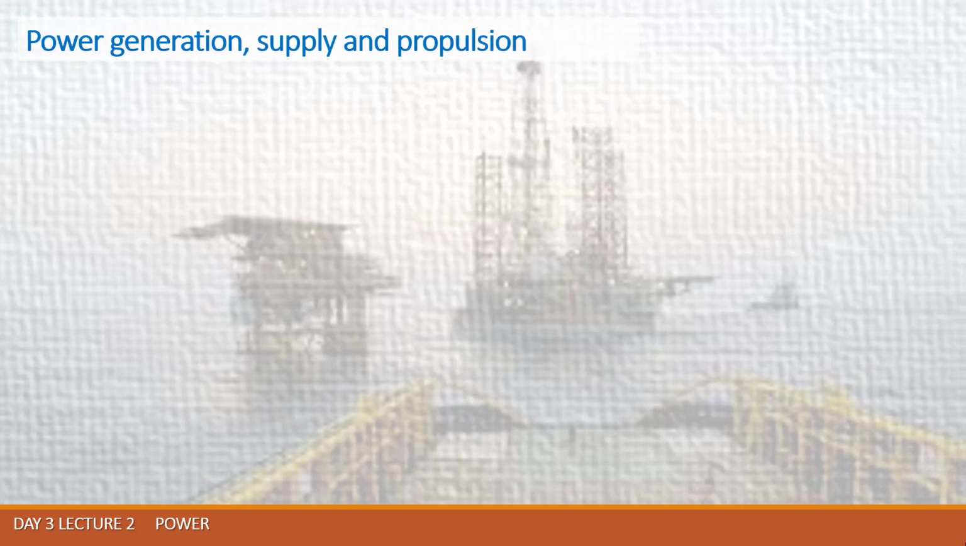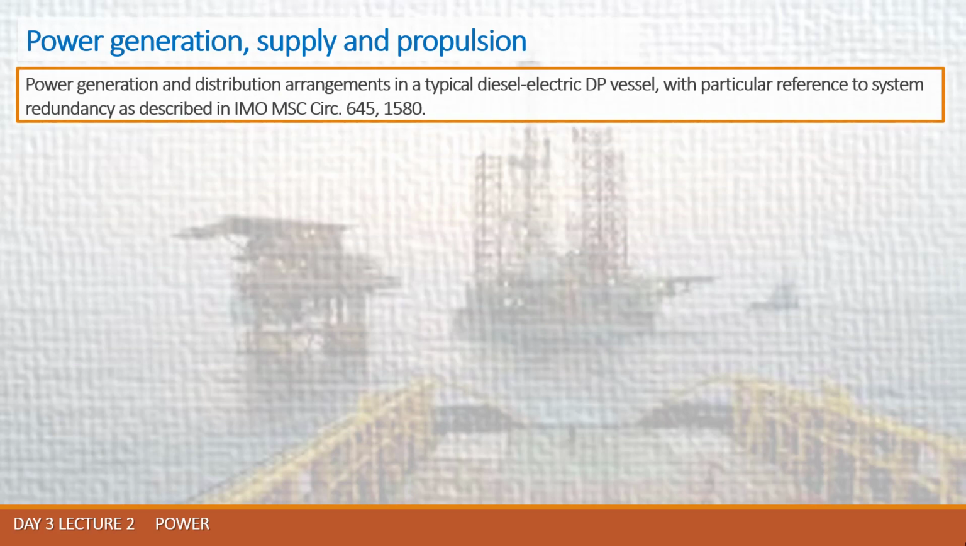We continue to overview regulations, and we're still referring to IMO 645 and 1580, checking the regulations about power generation, supply and propulsion. For equipment class 2, the power system should be divisible into two or more systems, so that in the event of a failure of one subsystem, at least one other system will remain in operation and provide sufficient power for station keeping.